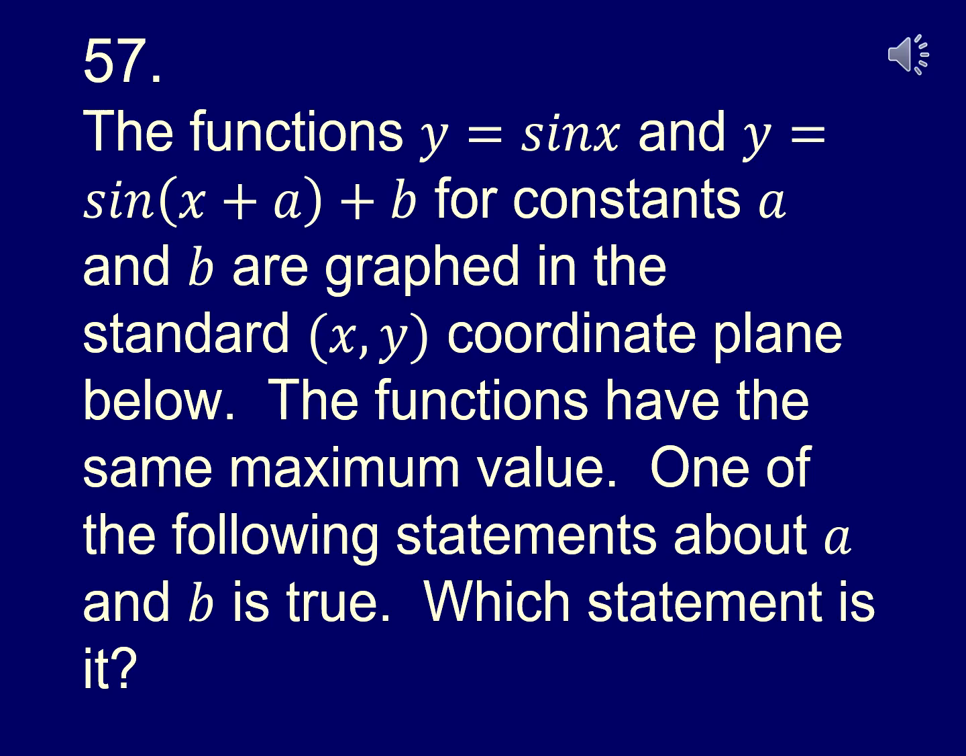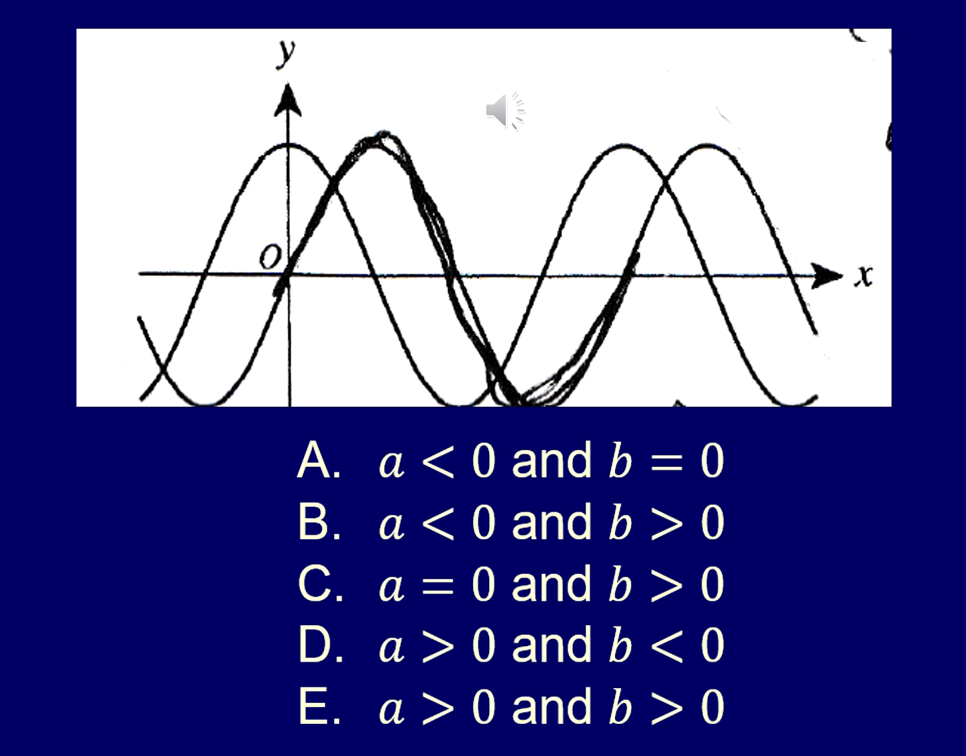Question 57. The functions y equals sine x and y equals sine of x plus a plus b for constants a and b are graphed in the standard xy coordinate plane below, which we'll see on the next slide. It says the functions have the same maximum value. One of the following statements about a and b is true. Which statement is it? I'll point out first that in the picture, I highlighted one cycle of sine x because one of the things you should know from advanced algebra class is that the basic sine graph starts at the origin and it goes up, down, and back to the middle.